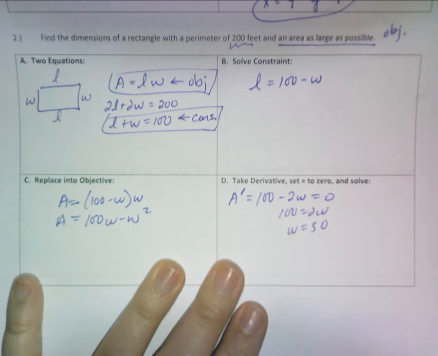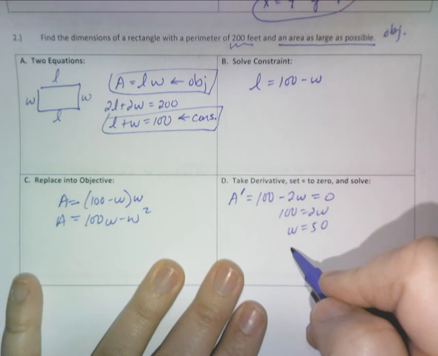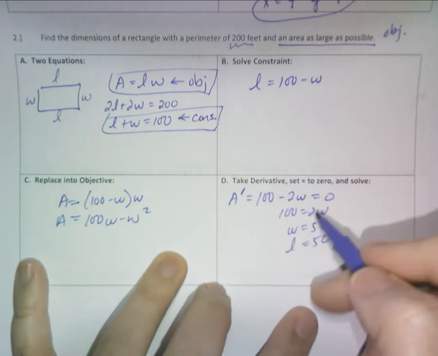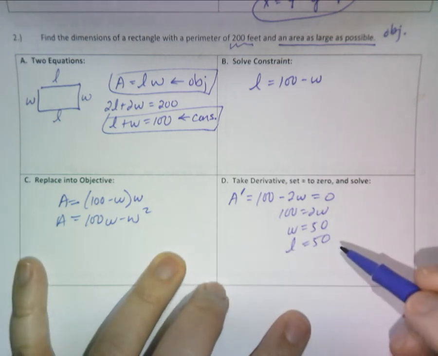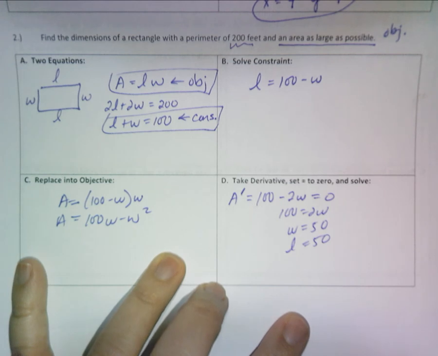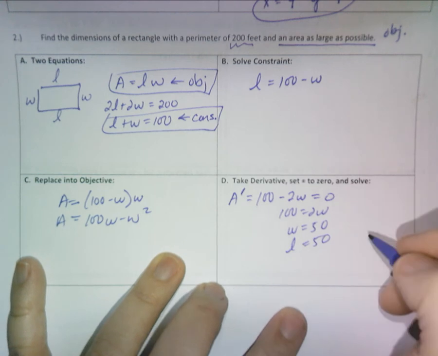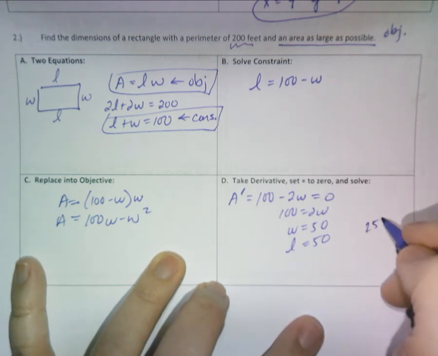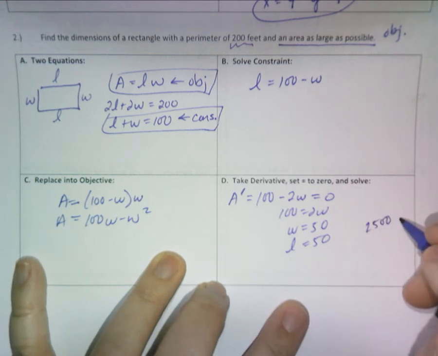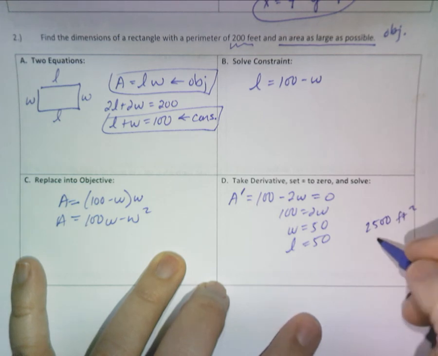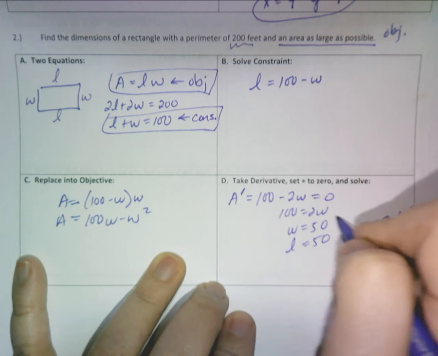I got 50. What would the length then be? 50. The dimensions of a box that make the largest area, and this is something I assumed you had known. Do you know that a square always makes the largest possible area? So 50 by 50, which is 2,500 units squared. What's my unit? Feet squared. That would be my largest area. But the dimensions of the box would be 50 by 50.